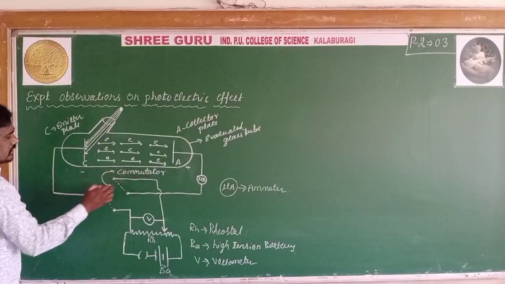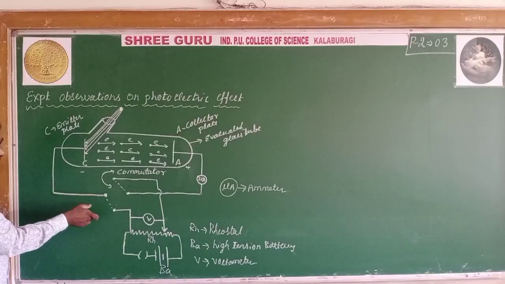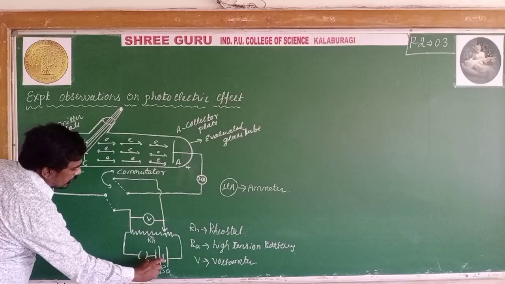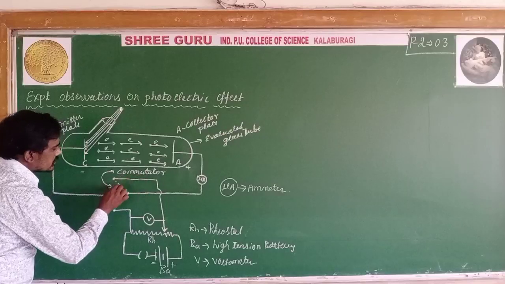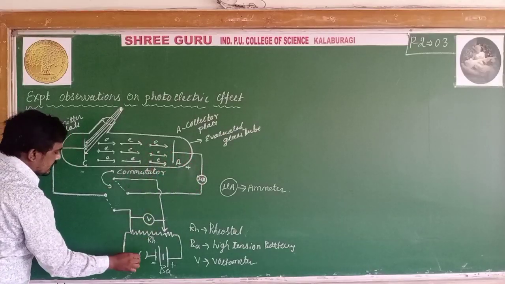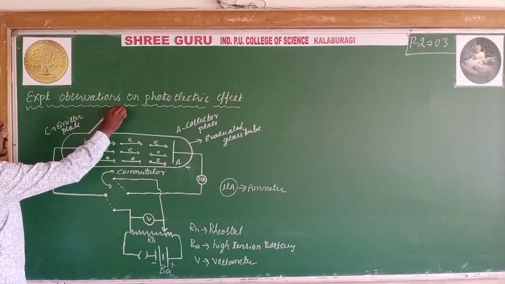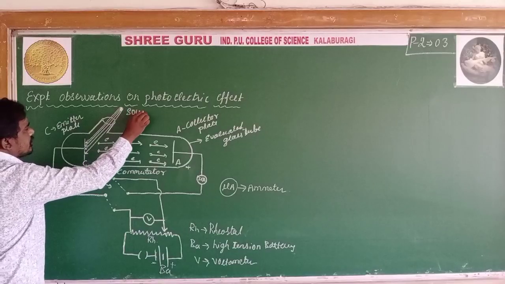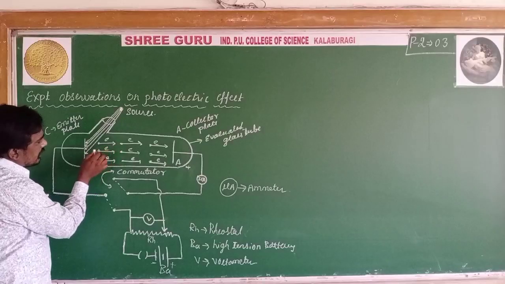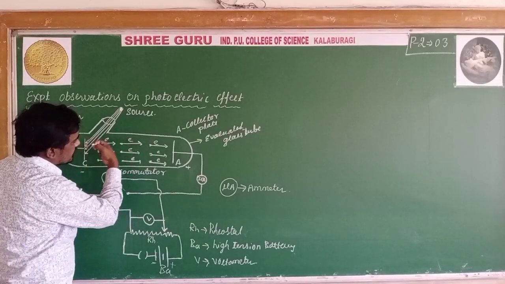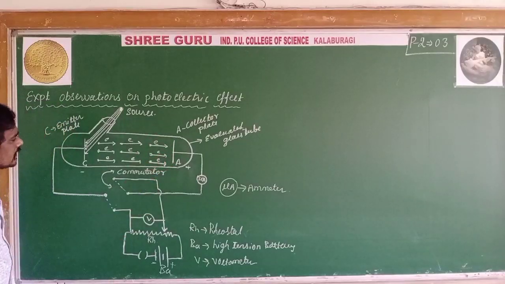And the use of the commutator: initially the positive terminal is connected to the anode plate and the negative terminal to the cathode plate. That's why when any source is incident on this cathode, there is emission of electrons. Those emitted electrons are attracted by the positively charged anode plate.